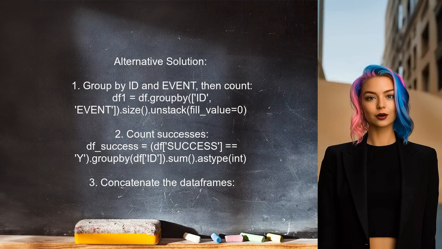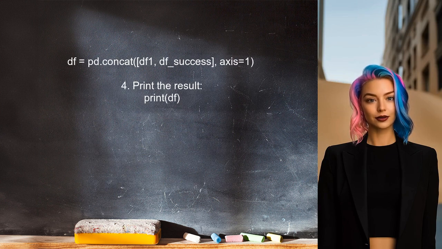An alternative solution provided by another user involves using the concat function to merge the group data. First, they group the data by ID and event, then count the occurrences. Next, they calculate the total successes for each ID where success is Y. Finally, they concatenate these two data frames along the columns.